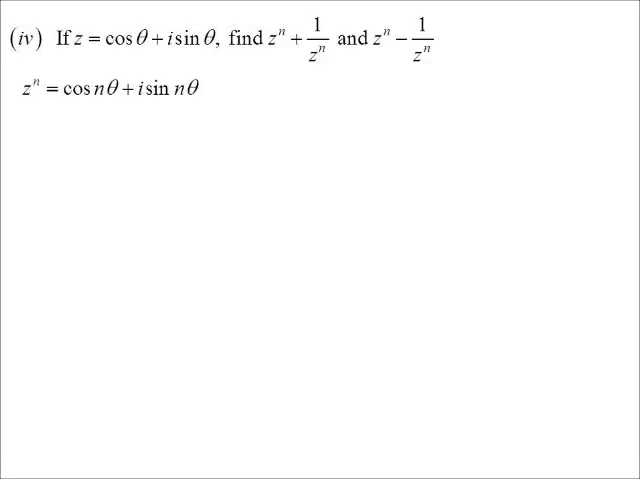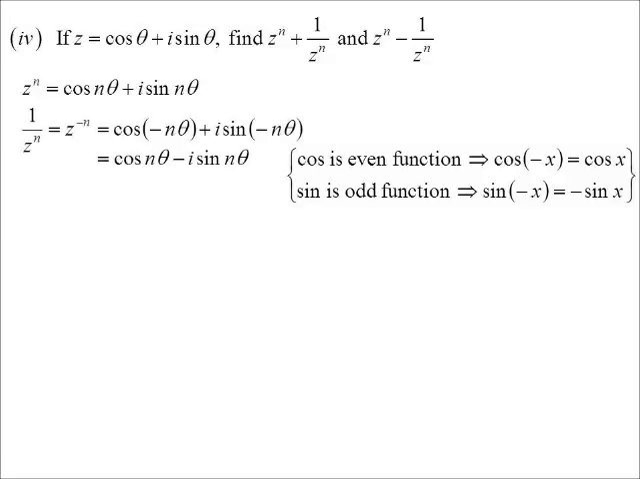So z to the n would be cos n theta plus i sine n theta. 1 on z to the n, well I could write that as z to the negative n, so that'll become cos negative n theta plus i sine negative n theta. But cos is an even function, so cos negative n theta is the same as cos n theta. Sine is an odd function, minus i sine n theta. Or another way of thinking about that is, if the angle is minus n theta, that's a reflection of n theta in the real axis, so it must be the conjugate. So we get cos n theta minus i sine n theta. Either way, that's what we get for 1 on z to the power of n.